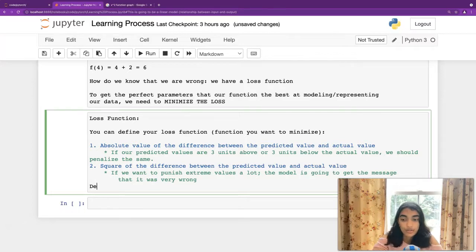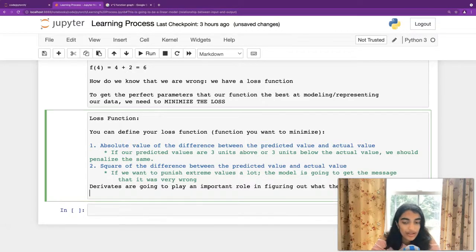So derivatives are going to play an important role in figuring out what the best parameters are. There are definitely ways we can get around this, but just keep that in mind, right?